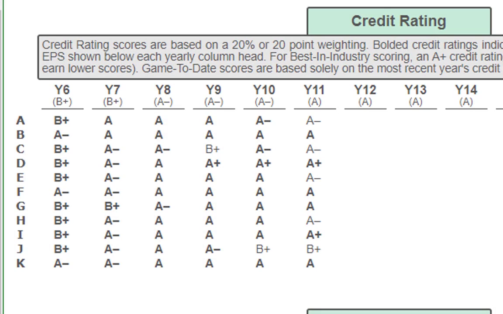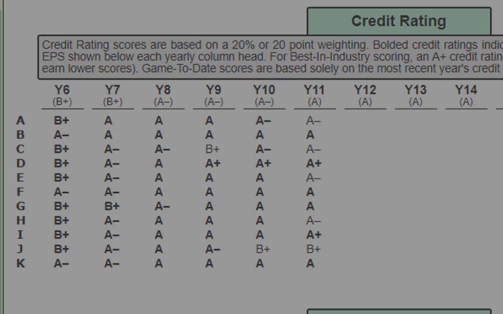Credit rating. Everyone has an A, A minus, or A plus, except Team J. I mentioned last week I was not really that concerned with them. Now I'm starting to be, because this is 2 years in a row that they got a B plus. My fear would be that in year 12 they drop to a B or B minus, which will definitely take them out of the game. So Team J, really watch yourself with the credit rating.